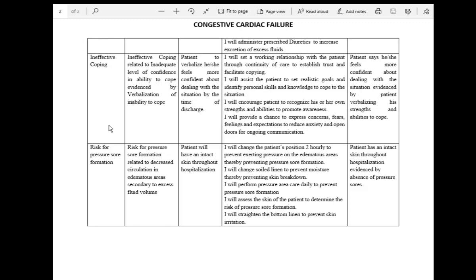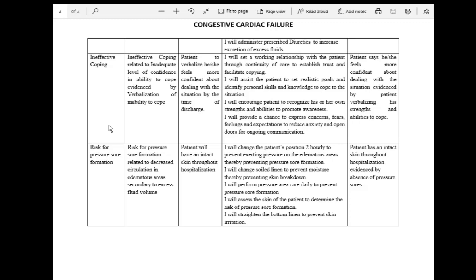So this is about ineffective coping. And our last problem for this condition that we found is risk for pressure sore formation. So pressure sores are sores that form in and around the pressure areas, such as the back, the hip, the sole, mostly the parts that lie on the bed when the person is sleeping.